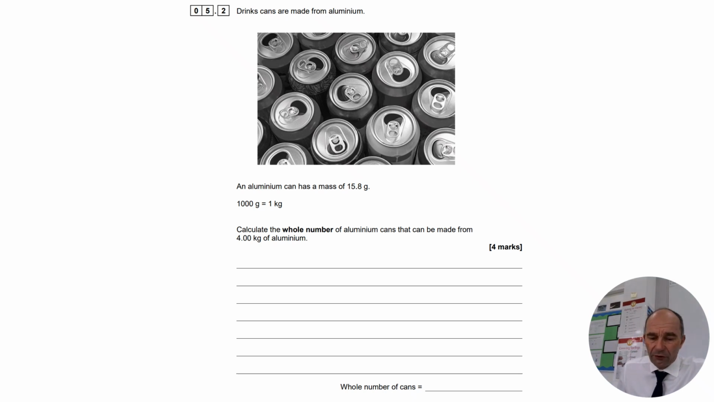Now the first thing we have to do, we need to convert 4 kilograms into 4,000 grams. Remember, 1 kilogram is 1,000 grams, we've got 4 kilograms, hence the 4,000 grams. Each can takes 15.8 grams of aluminium. So now we just do 4,000 divided by 15.8. Now that comes out as 253.16 cans.